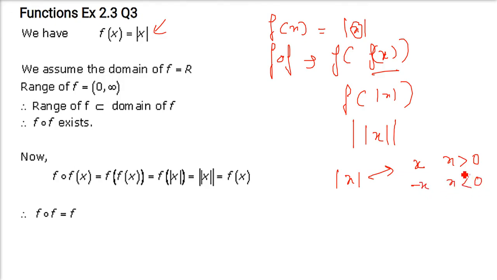Okay. So if you place one more mod, because for the first mod it is already positive, after that you put how many mods you want, it will always be equivalent to mod x only. So that is why fof is equal to f.